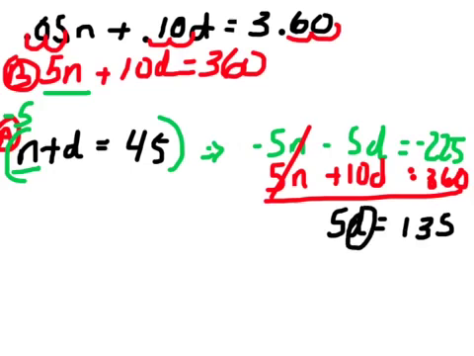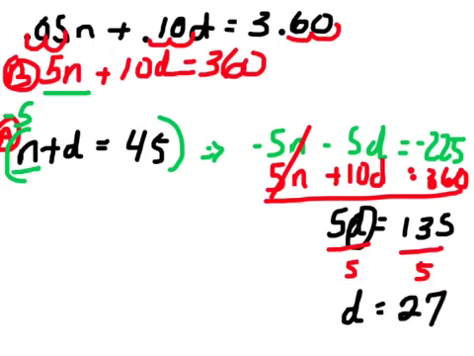itself, I could just come in and divide both sides by 5. And that would give me D equal 27. So I have 27 dimes. That's what that tells me.